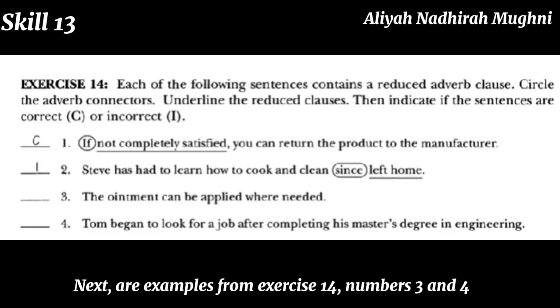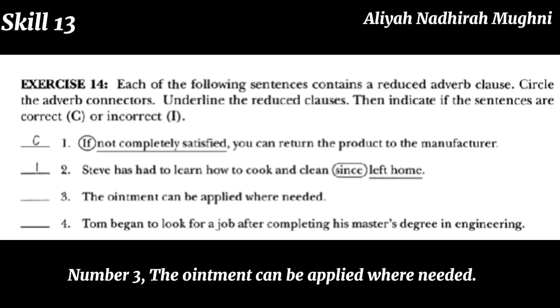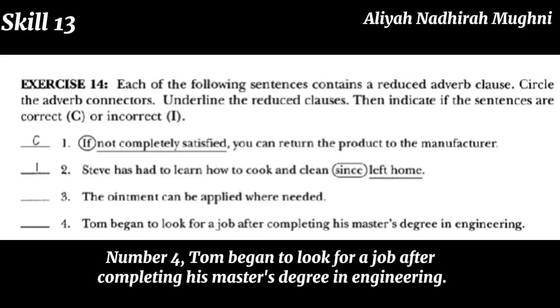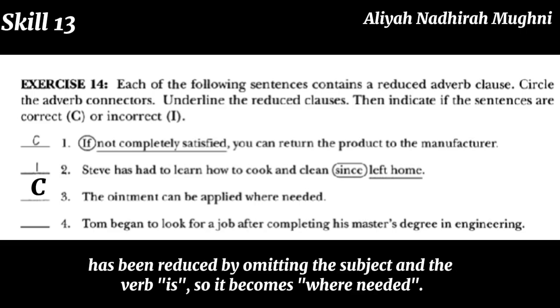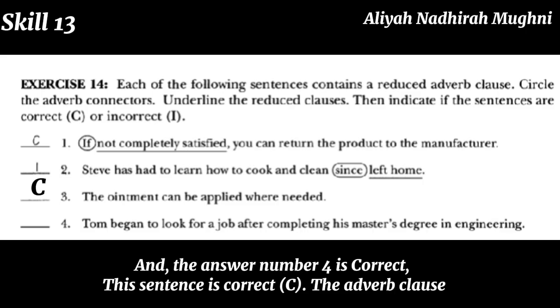Next, our example from exercise 14, number 3 and 4. Number 3, the ointment can be applied where needed. Number 4, Tom began to look for a job after completing his master's degree in engineering. Alright, the answer number 3 is correct. The adverb clause where needed has been reduced by omitting the subject and verb it is, so it becomes where needed. And the answer number 4 is correct.